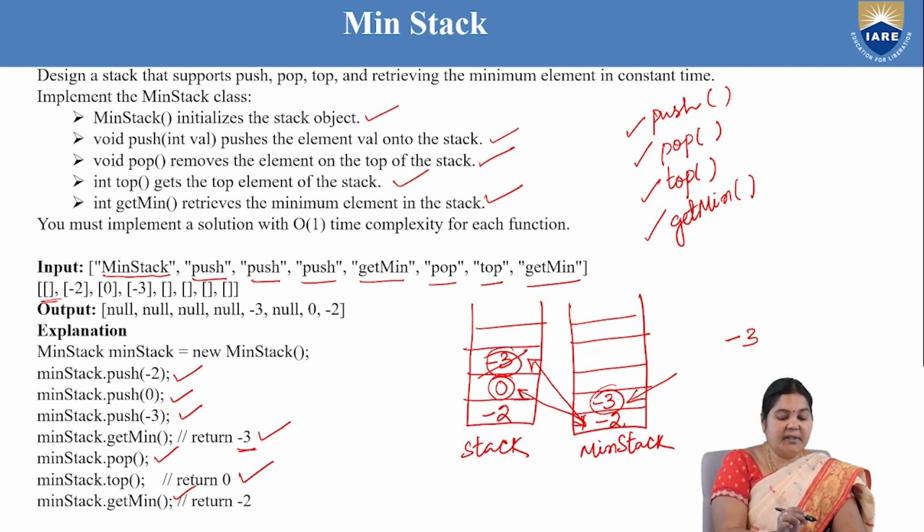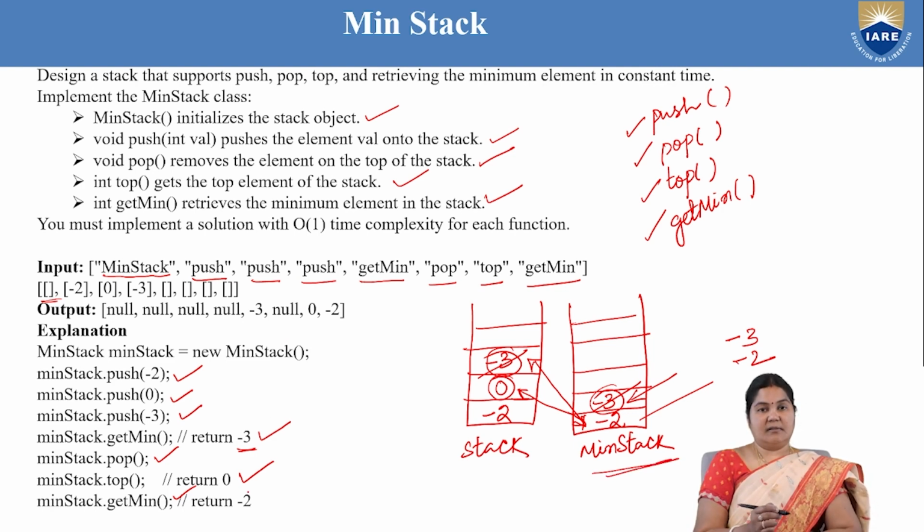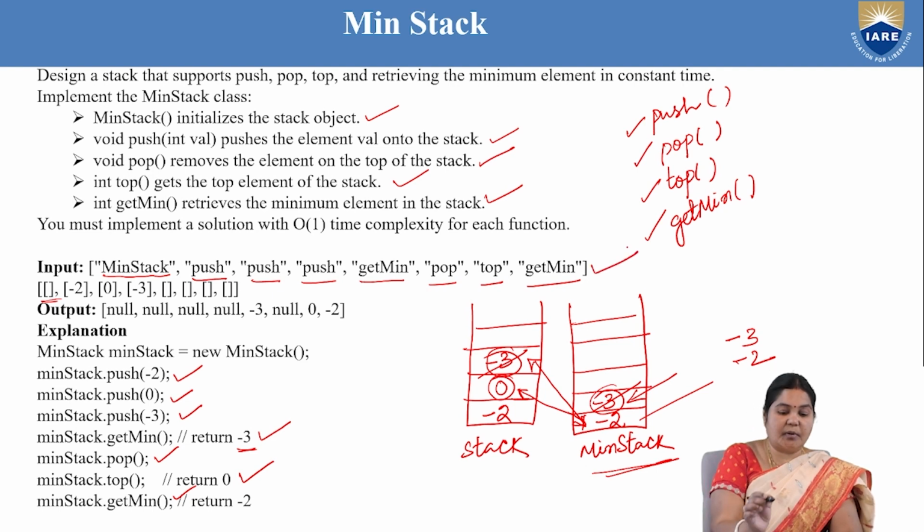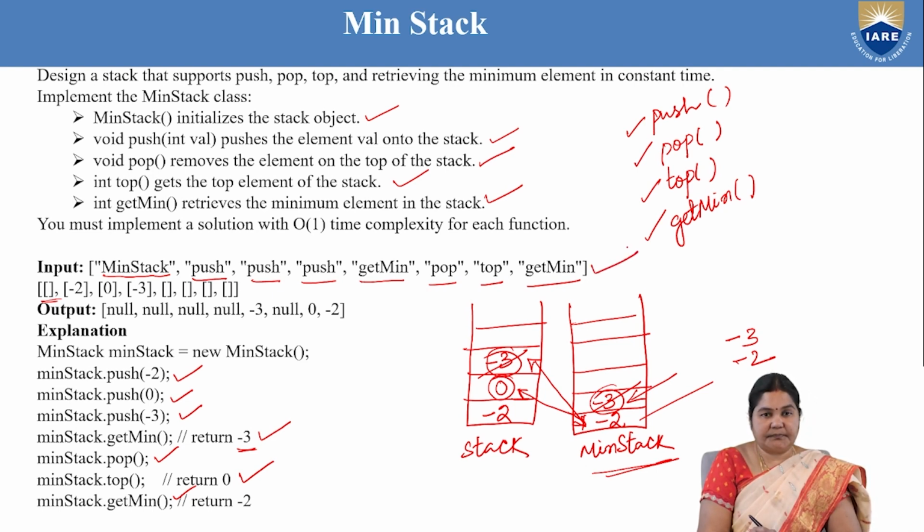Whenever get min is there, you have to ask for the minimum element. You have to get the minimum element from the mean stack. So here already -3 is removed. Now the next minimum element is -2. Okay. So with this, all the operations of the mean stack, we have done. So here, through the minimum stack, we have pushed 3 values. Then we have identified the minimum element, then pop operation, top, then again get min. So these are the sequence of operations that we have performed.